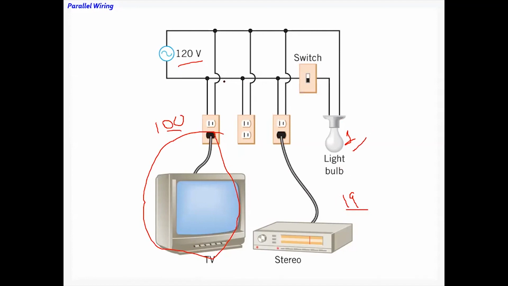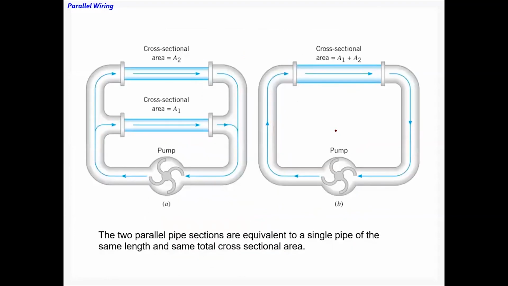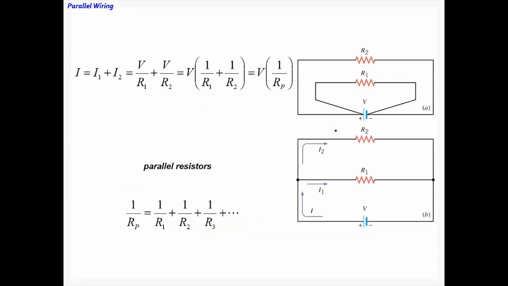Now, if you connect in parallel like this in the picture, this is parallel, by the way. If you connect like this, then you get the same voltage everywhere. 120, 120, 120. This is parallel wiring. As we said, in parallel wiring, I equals I1 plus I2, right? So what is Ohm's law? I equals V over R. That's my Ohm's law, right?